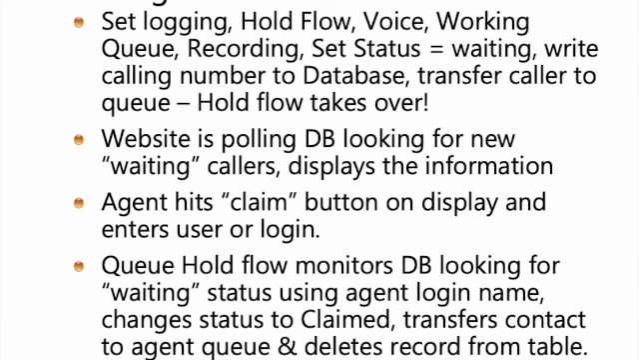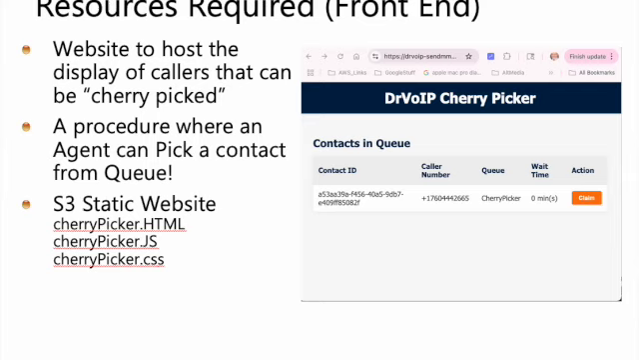Next, we have a queue hold flow, and that's where all the heavy lifting is done. That's what's going to be looking at that database table, waiting to find someone who has claimed a call. And when we see that, we're going to also look up who claimed it and what queue we should transfer the call to.